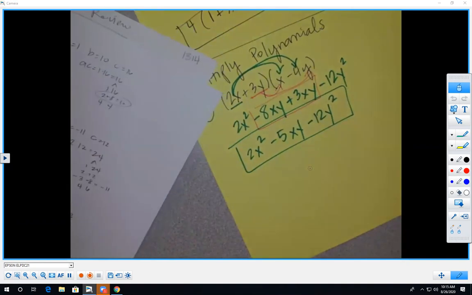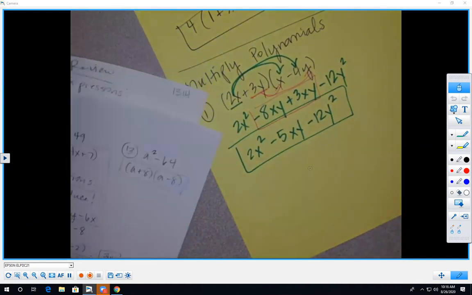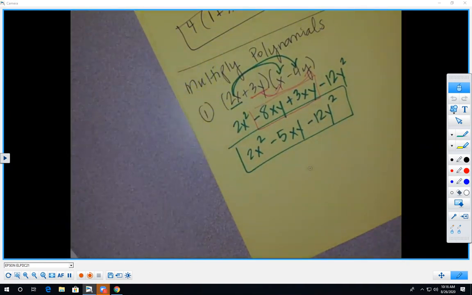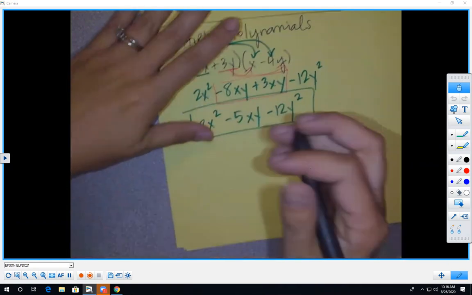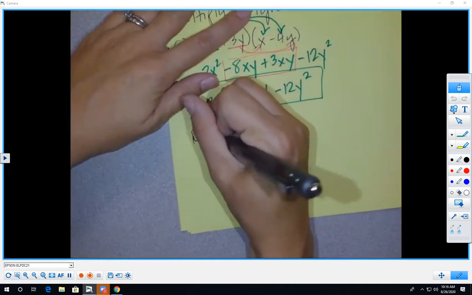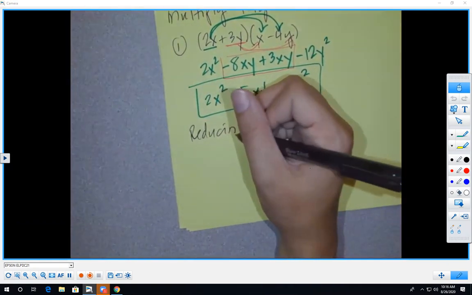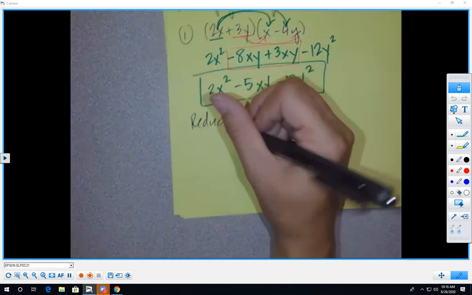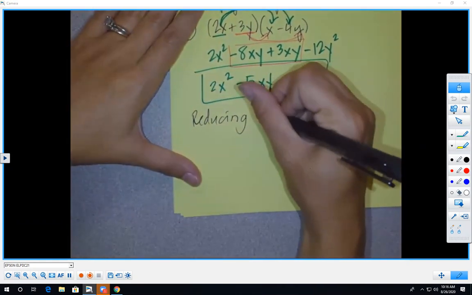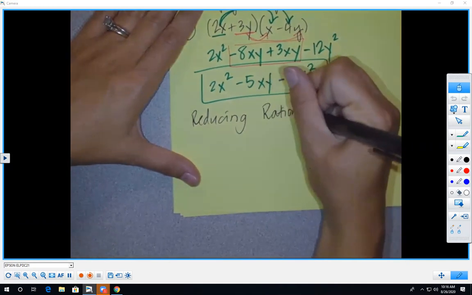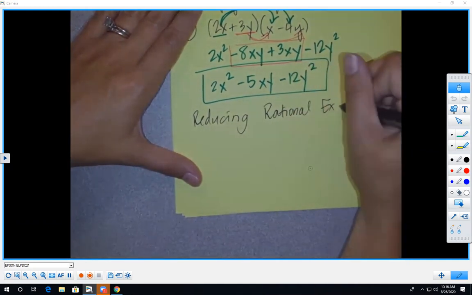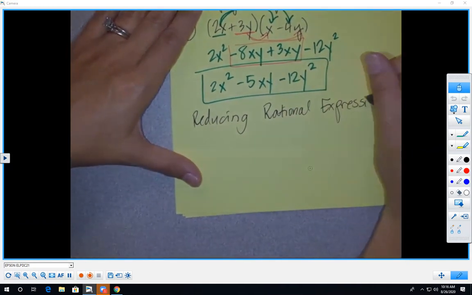Okay, the next one we're going to do, let's do reducing rational expressions. So this is number 9. This kind of goes along with the factoring stuff.